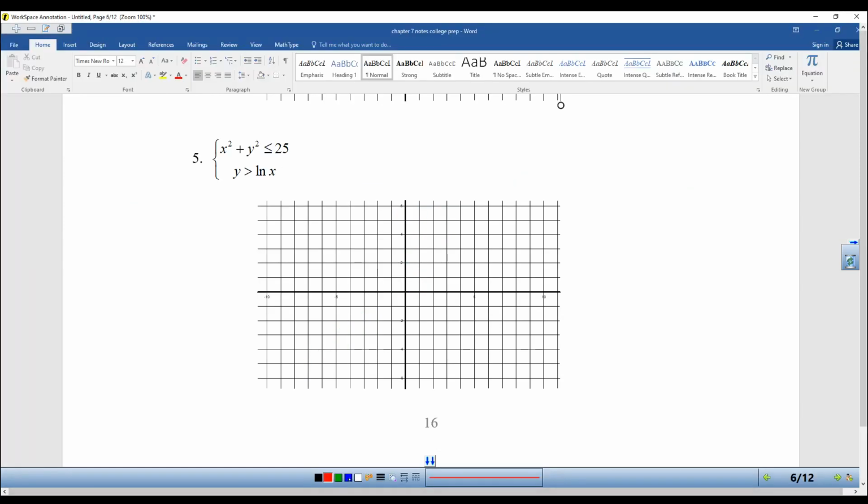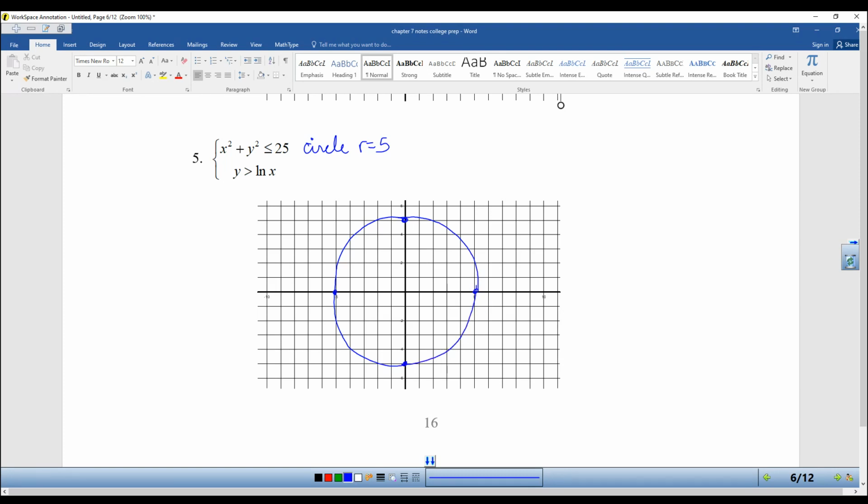Number 5, practicing another couple graphs. Hopefully you recognize this one as a circle with a radius equal to 5. This is the radius squared. So I'm going to go ahead and draw it. I personally am really bad at circles, so I'm just going to draw a quarter circle at a time. And somehow that makes it just a little bit less egg-shaped for me.